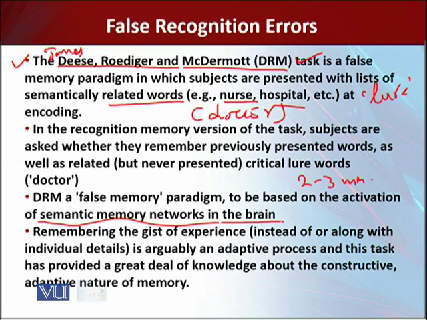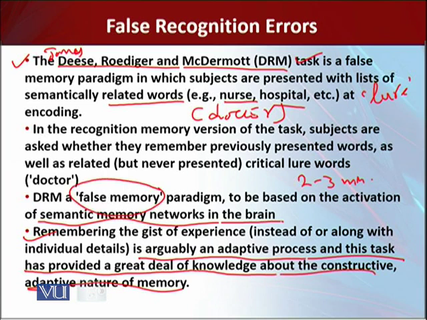For example, remembering the forest for the trees, remembering the word list was about doctors, even though the actual word doctor was never presented in the study. So remembering the gist of the experience instead of, or along with, the individual details is arguably an adaptive process, and this task has provided a great deal of knowledge about the constructive, adaptive nature of memory. So instead of considering this just a false memory, sometimes this kind of error helps people in remembering something.